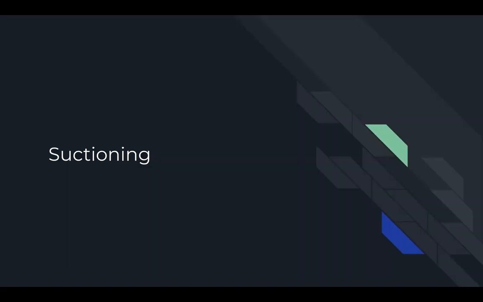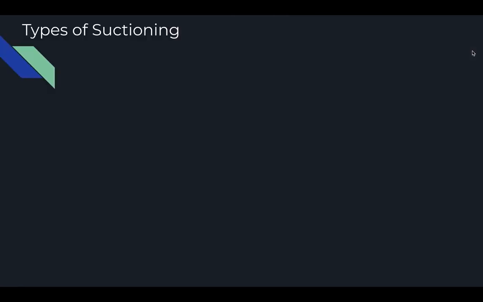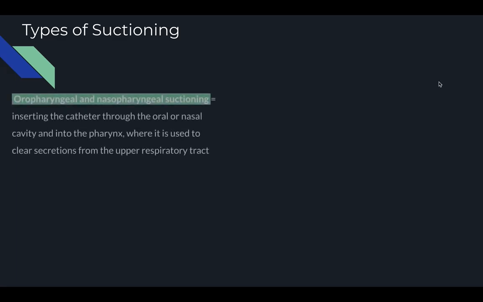Next, I'm going to be talking about the technique of suctioning. There are two types of suctioning, both with distinct differences. Oropharyngeal and nasopharyngeal suctioning involves inserting the catheter through the oral or nasal cavity and into the pharynx, where it is used to clear secretions from the upper respiratory tract.